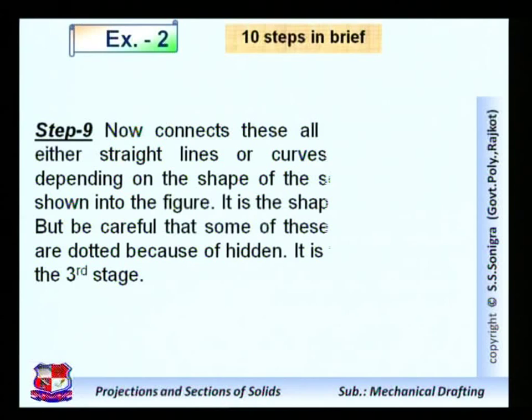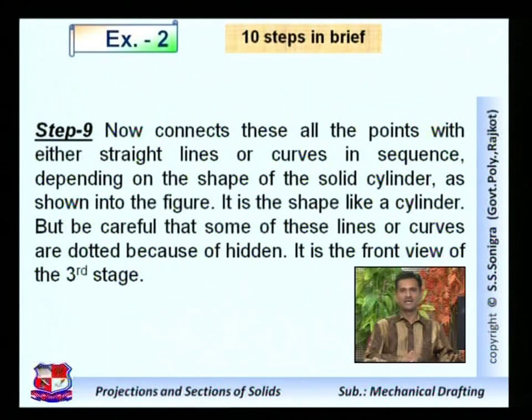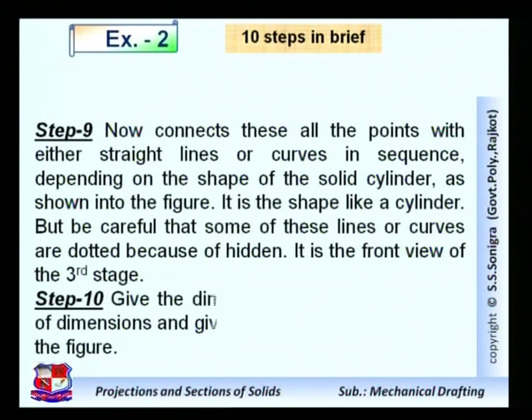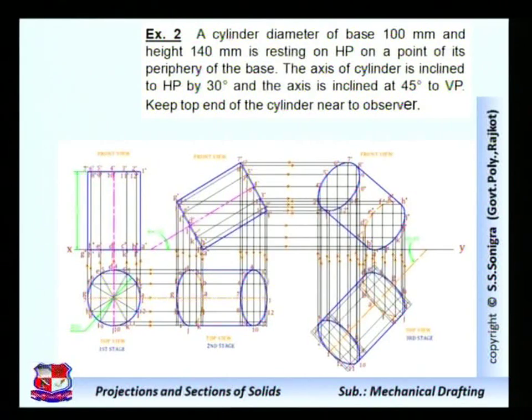9th step: now connect all the points with either straight lines or curves in sequence depending on the shape of the solid as shown in the figure. It is a shape like a cylinder, but be careful that some of these lines are curved or dotted because of the hidden portion. It is the front view of the third stage. In the last step, give the dimensions by any one method of dimensioning and give the notations as shown in the figure. This is the solution of this problem which we have drawn.